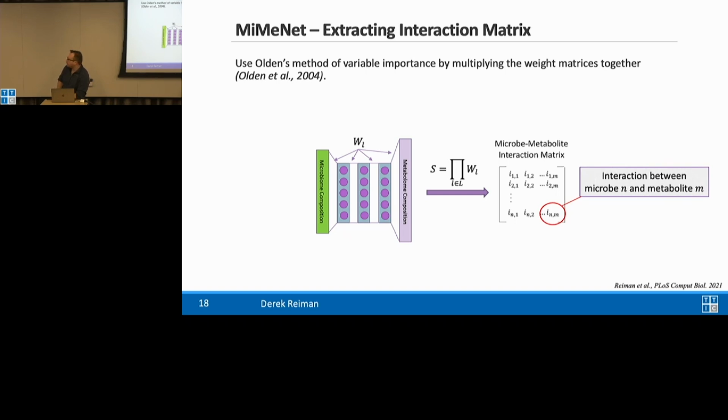For example, if we look at entry I, M, this represents some sort of interaction between microbe N and metabolite M. And so now we've got a way of connecting our input to our output in a meaningful biological way. And again, we've done this 100 different times. We have 100 different models. We have 100 different matrices.